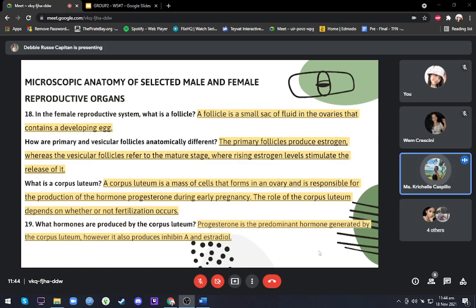What is a corpus luteum? Our answer is a corpus luteum is a mass of cells that forms in an ovary and is responsible for the production of the hormone progesterone during early pregnancy. The role of the corpus luteum depends on whether or not fertilization occurs. 19. What hormones are produced by the corpus luteum? Our answer is progesterone is the predominant hormone generated by the corpus luteum. However, it also produces inhibin A and estradiol. Next.